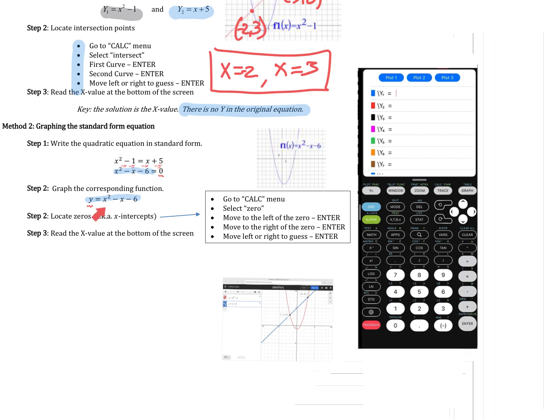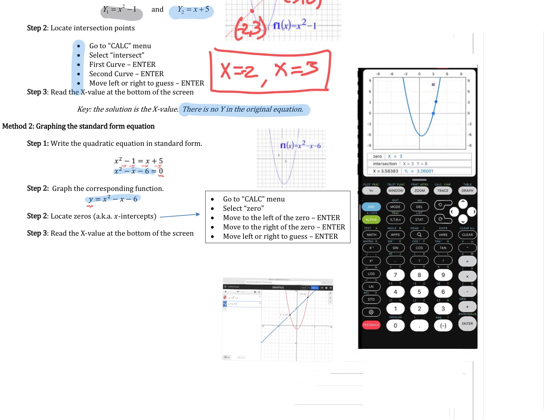And we'll enter the equation, x squared. Remember to use the x variable button here. So x squared minus x minus 6. And then we're going to graph it. And there's our graph of this parabola. All right. Now we want to find out where it hits 0. So we're going to go to the calculate menu. We're going to use these steps right here.